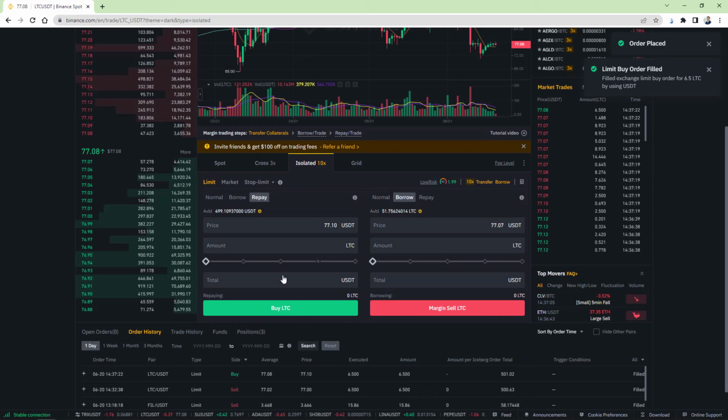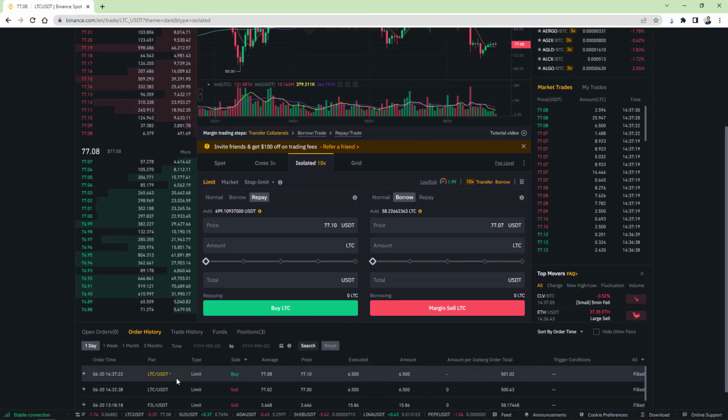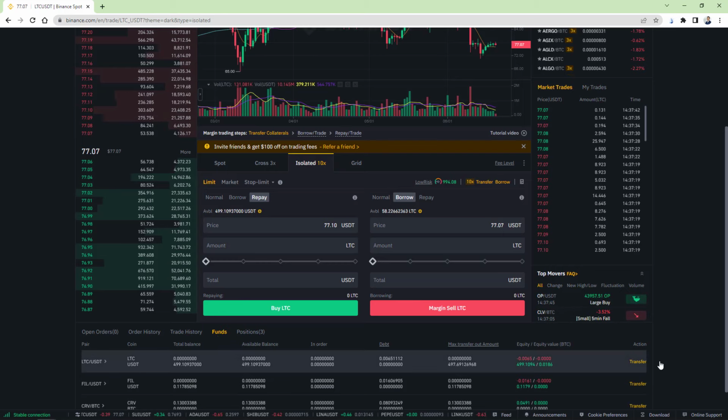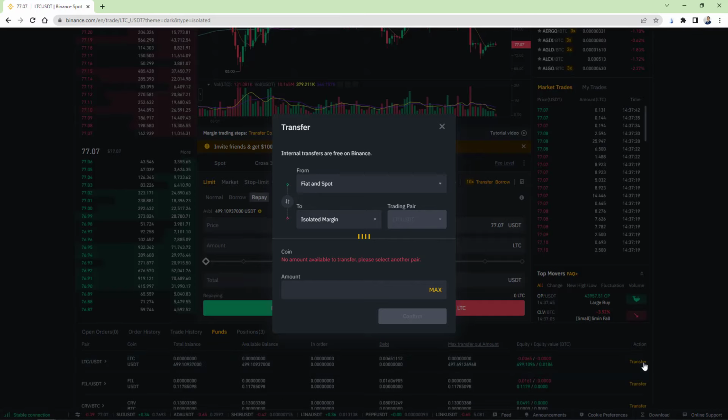Okay, the order was filled. We should see that right here. Yes, in my orders. That was filled at $77.10. So I had a small loss on this position, obviously. And now, if I go to funds, then I can basically return the funds from the margin account to the spot account.